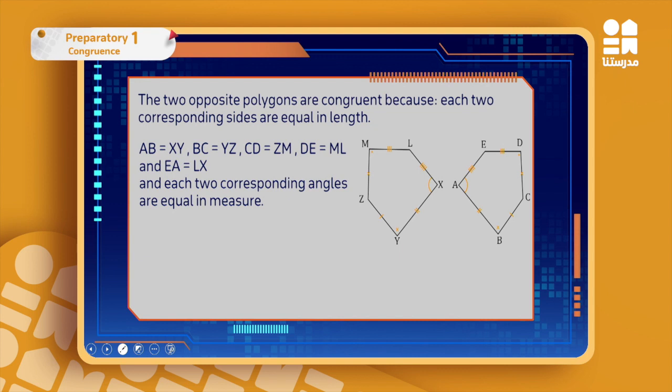For example, here we have AB is equal to XY. Let's have a look. AB and XY. Then BC and YZ. Then CD is equal to ZM and DE is equal to ML. The last side, EM, is equal to LX. And each two corresponding angles are equal in measure.